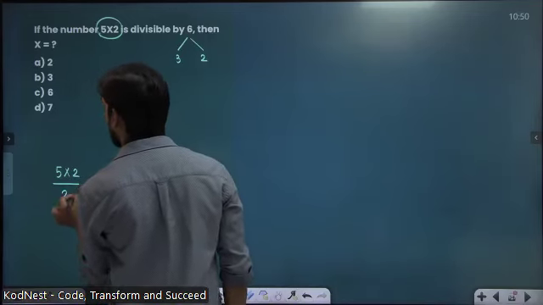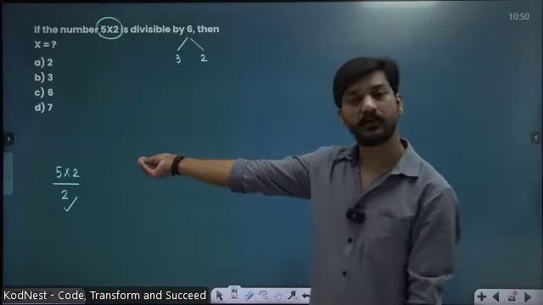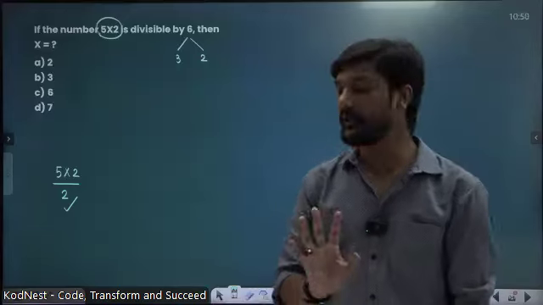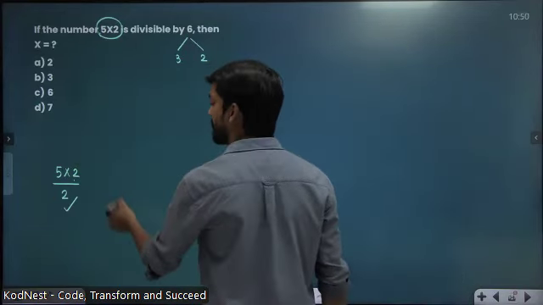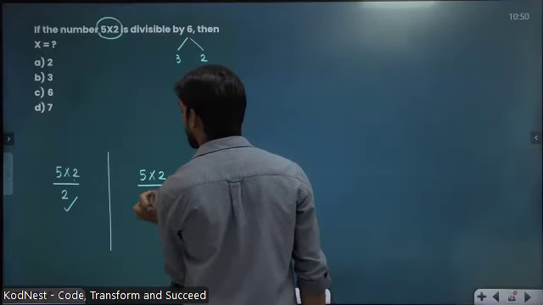5x2 is divisible by 2. Yes. So do I need to do something? No, it is already divisible. Don't think anything. It is divisible by 2. It is an even number for sure. Okay. What will you say now? Can you answer?